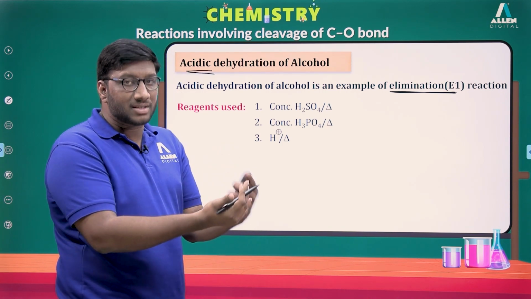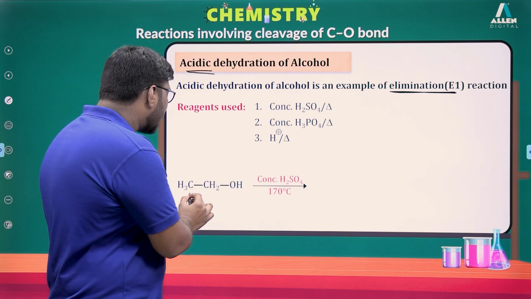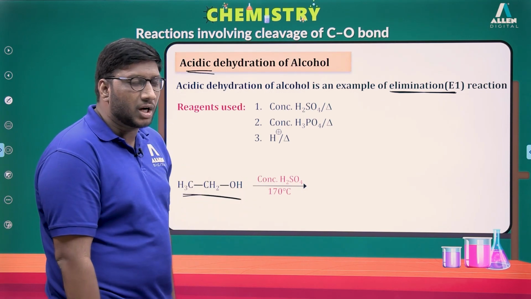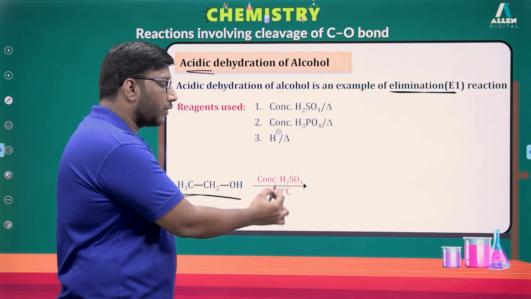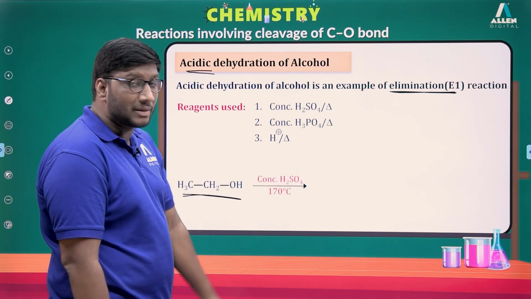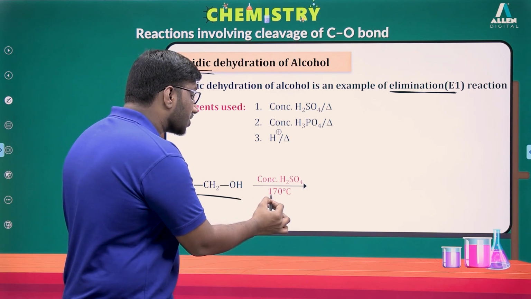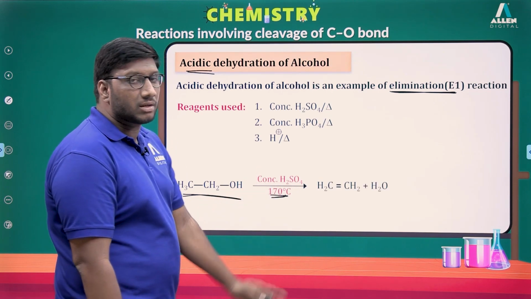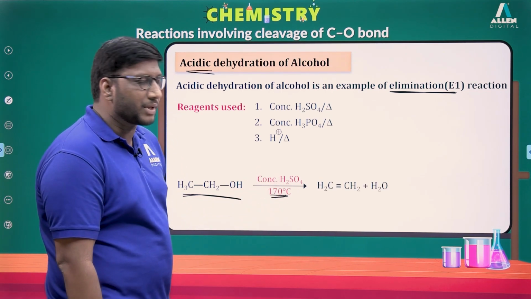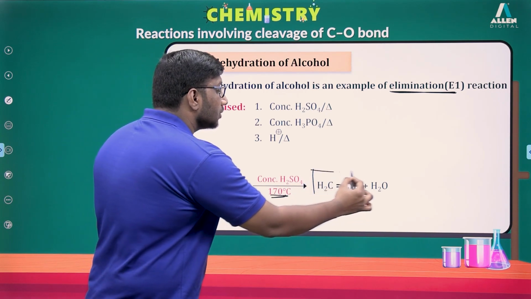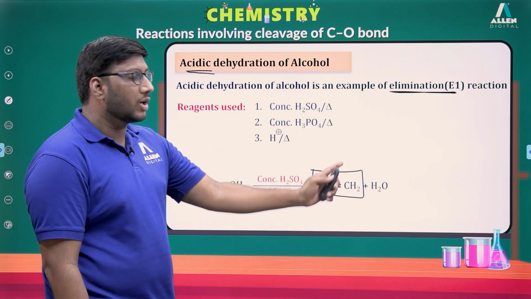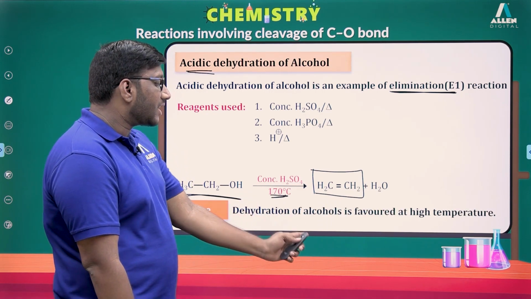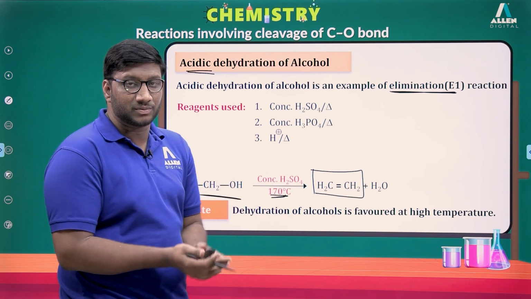What is going to happen in this reaction? We take an alcohol, CH3CH2OH. We are treating this alcohol with concentrated H2SO4 at a high temperature like 170 degrees Celsius. This temperature condition is important. This alcohol, upon treatment with acid at high temperatures, undergoes elimination to form an alkene, and loss of water can be seen. So what is the note of this reaction? Dehydration of alcohols is favored at high temperature.